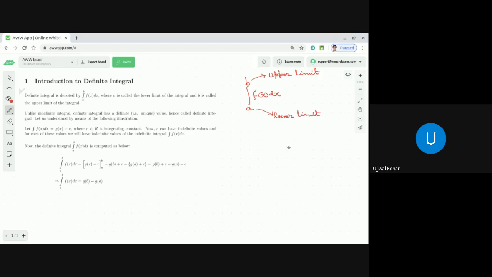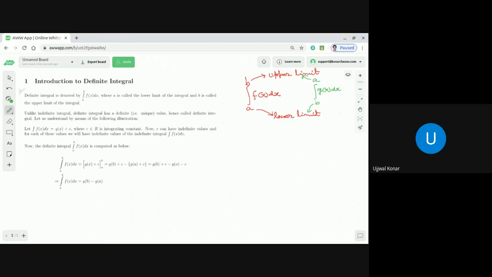For example, if someone gives you an integration from b to a of g(x) dx, no problem. In context to that one, b becomes the lower limit and a becomes the upper limit. So it depends on the context. The denotation tells how we can define: a to b means a is the lower limit, b is the upper limit; b to a means b is the lower limit, a is the upper limit.